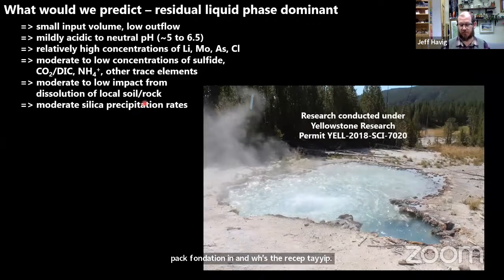And then for a predominantly residual liquid phase fed system, hot spring, we'd expect small input volume, low outflow, mildly acidic to neutral pH, high concentrations in some elements, moderate to low concentrations of others, moderate to low impact from dissolution of local rock and soil, and low to moderate silica precipitation rates.